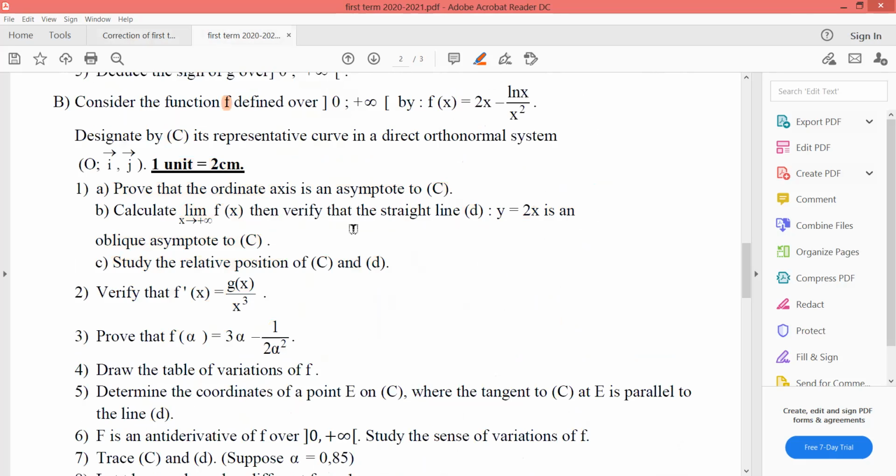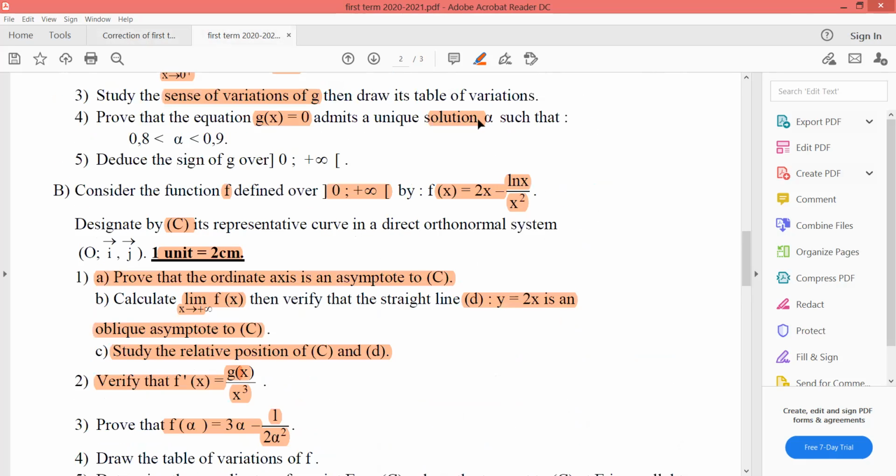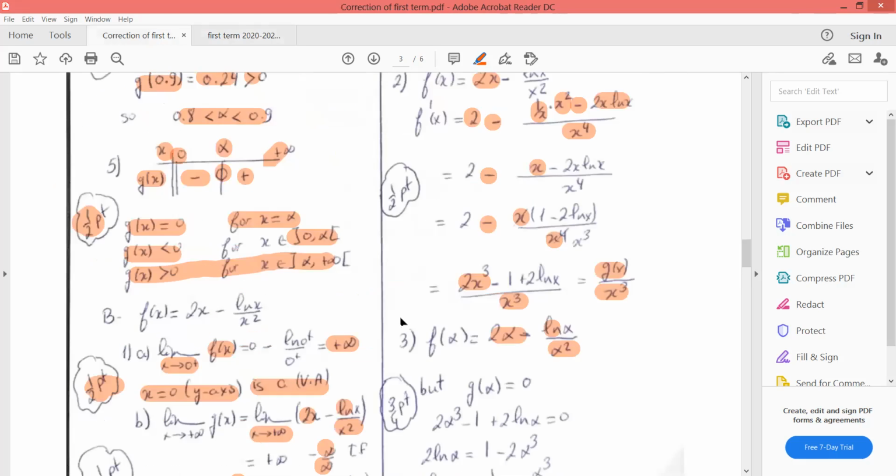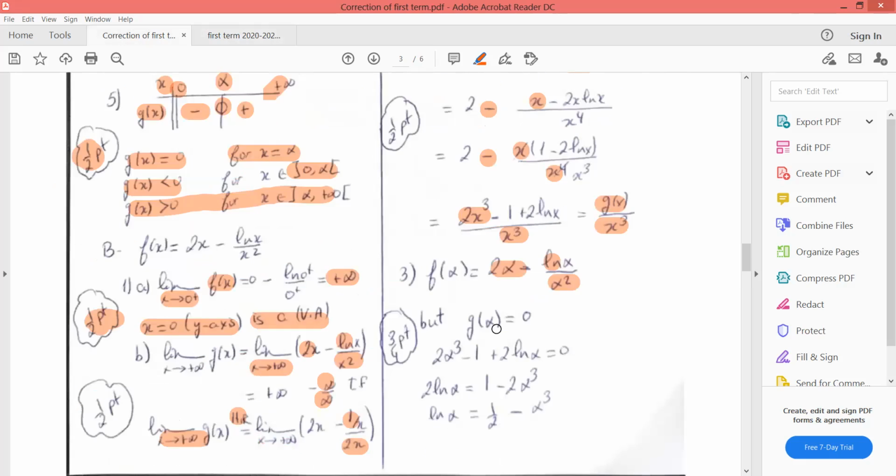We know that here the equation g x equals 0 admits a solution alpha. We go back here, g x equal to 0 has a solution alpha. It means that g of alpha equals 0. Since alpha is a root of g x equal to 0, then g alpha is equal to 0. So 2 alpha cube minus 1 plus 2 ln alpha equals 0.